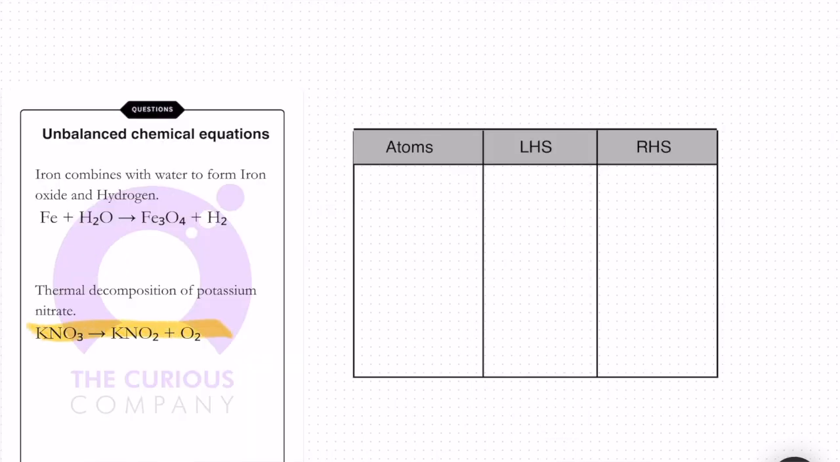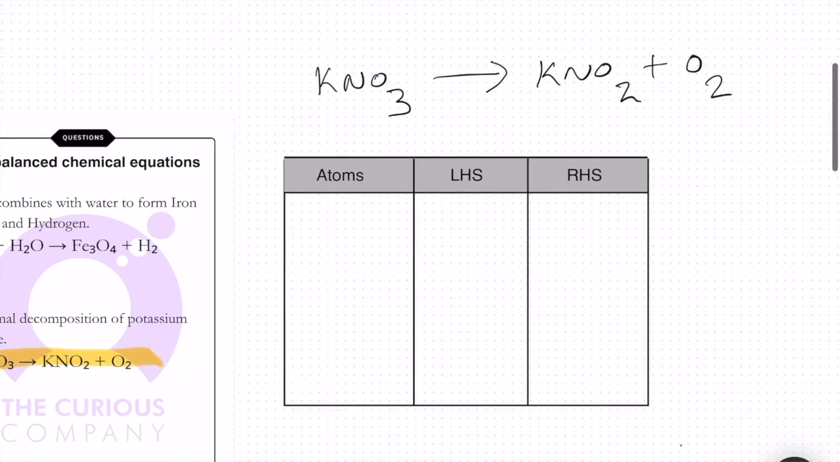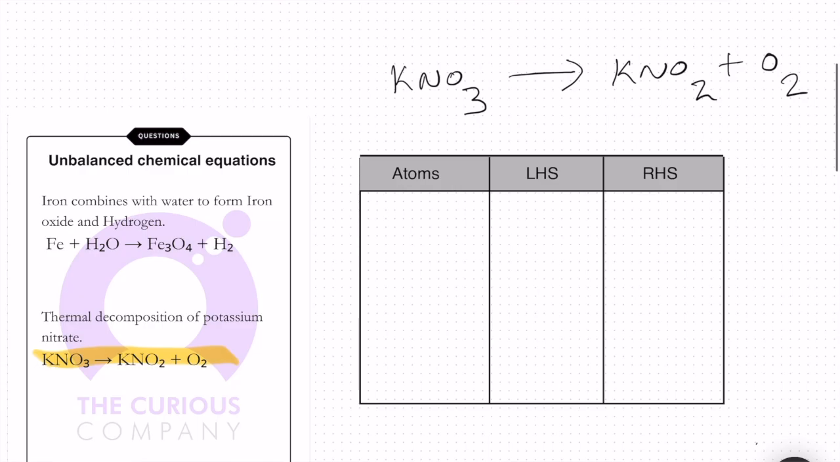Thermal decomposition of potassium nitrate. Let's write down the equation. Potassium nitrate gives KNO2, potassium nitrite, and oxygen gas. Now, there is a very interesting thing going on here. We have only one reactant, but 2 products.